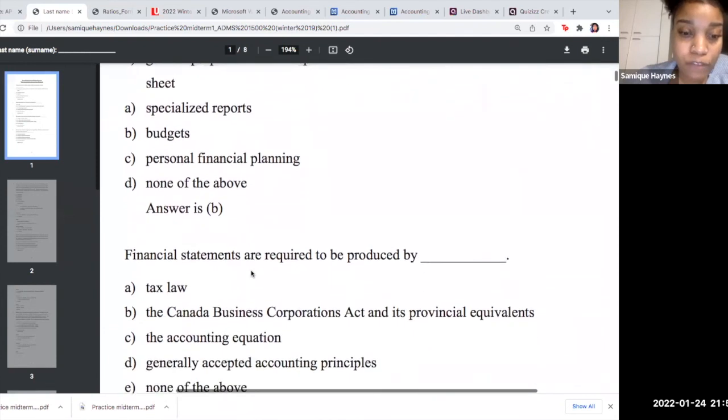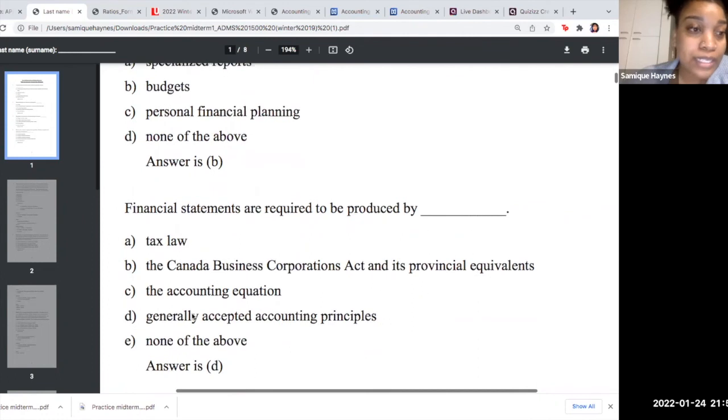Number 2, financial statements are required to be produced by who? Tax law, the Canada Business Corporations Act and its provincial equivalents, the accounting equation, generally accepted accounting principles. Everybody thinks B, the Canada Business Corporations Act and its provincial equivalents. Some people say D, generally accepted accounting principles. Okay. So the answer is D.